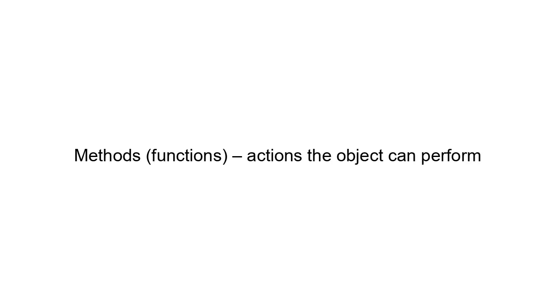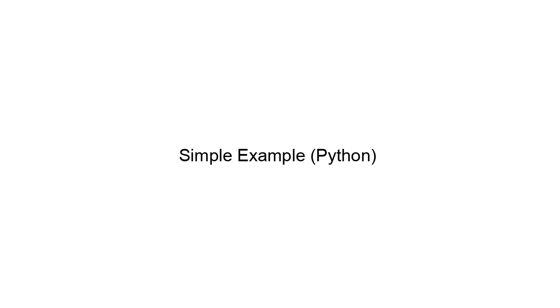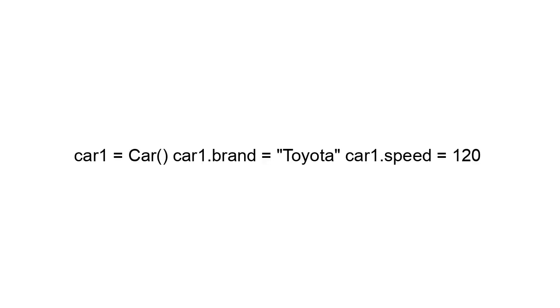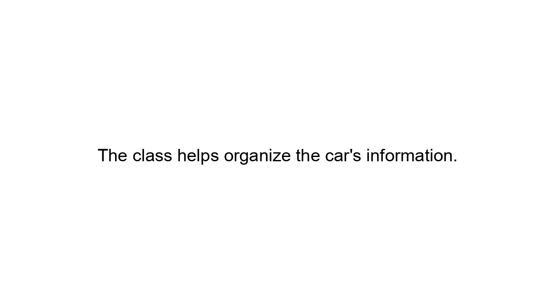Simple example, Python. Example class. Class Car. Brand equals. Speed equals 0. This class defines a car blueprint. Now we can create objects. Car1 equals Car. Car1.brand equals Toyota. Car1.speed equals 120. Print Car1.brand. Output: Toyota. The class helps organize the car's information.